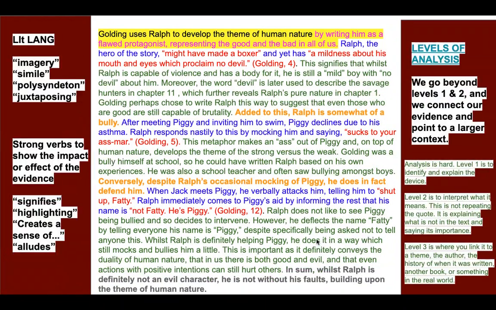So that's what a paragraph should look like. So when you do your analysis, you're looking for every piece of red, you should be doing level 1. You know, identify the literary language. So is it imagery, a simile, polysyndeton, juxtaposition, a metaphor, oxymoron? Identify what it is, or even if it's just really interesting word choice from the author, identify it and explain its effect, what it means, what it's trying to say, connotations, denotations, anything like that. So that's level 1.